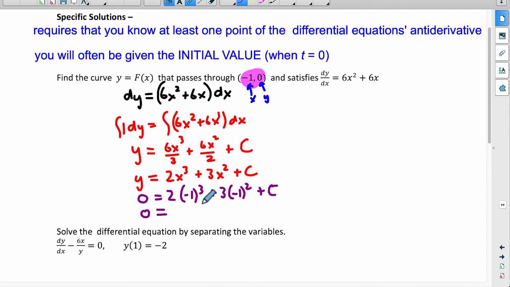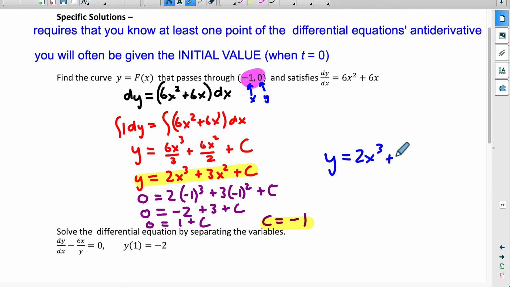Let's keep going. 0 equals negative 1 cubed is negative 1 times 2 is negative 2. Negative 1 squared is 1 times 3 is 3 plus c. So 0 equals negative 2 plus 3 is 1 plus c. In other words, c is equal to negative 1. So you take this equation here and this information here and you plug that negative 1 into the c and you've got your final answer. y equals 2x cubed plus 3x squared plus negative 1, but we just put minus 1. And we've done it.